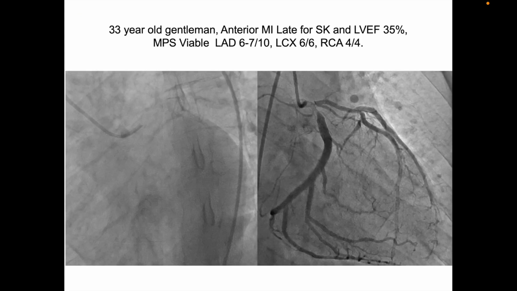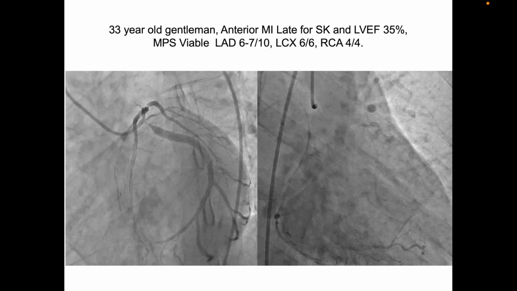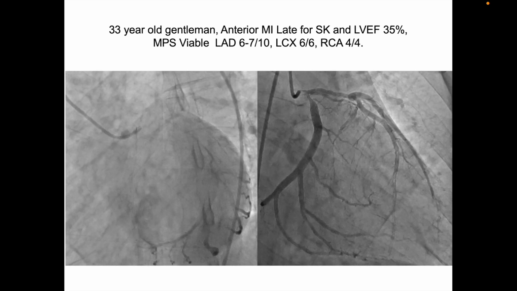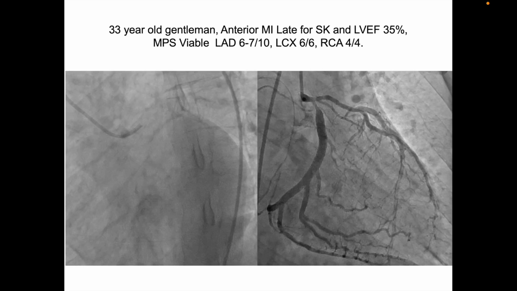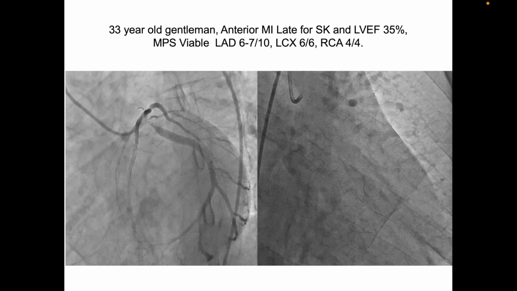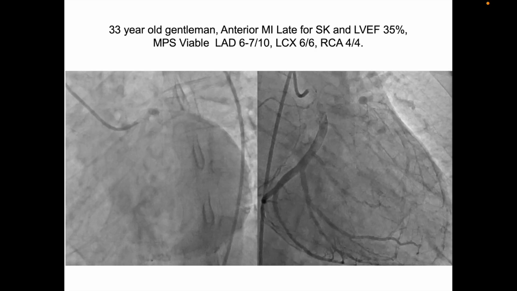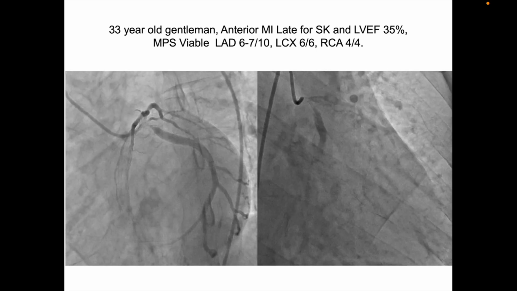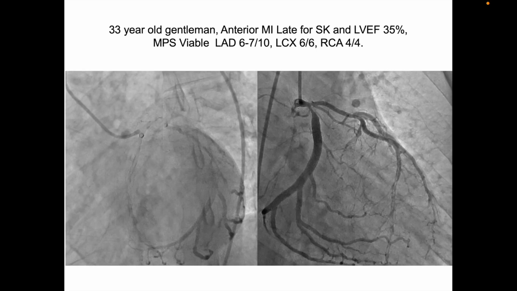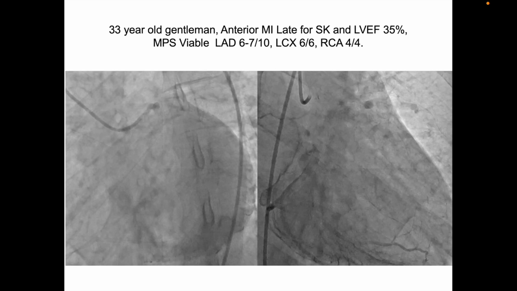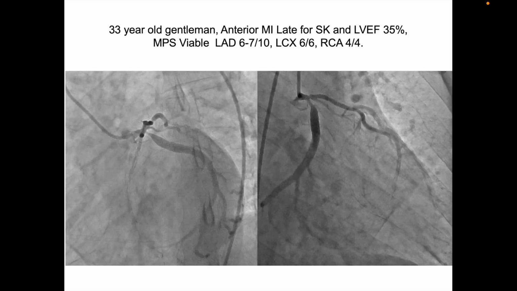A 50-year-old gentleman came in with anterior myocardial infarction. He was late for thrombolysis, had an ejection fraction of 35%, and later on his myocardial perfusion scan showed large viable myocardium, and that's his angiogram, and anybody is welcome to comment on it.